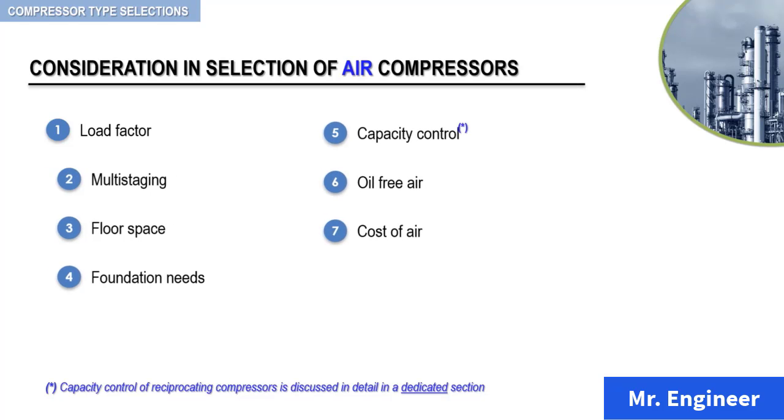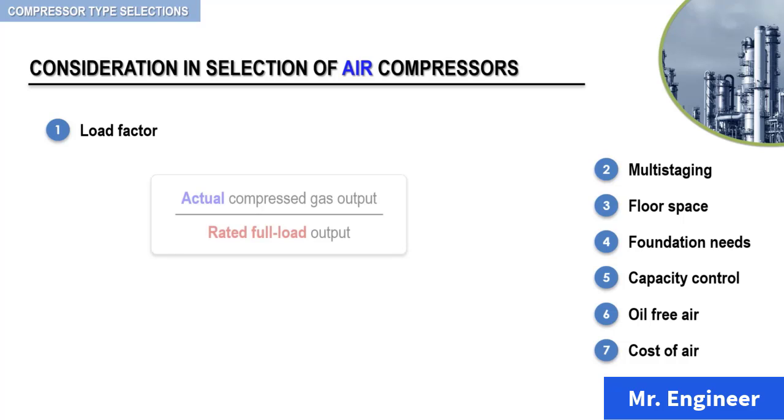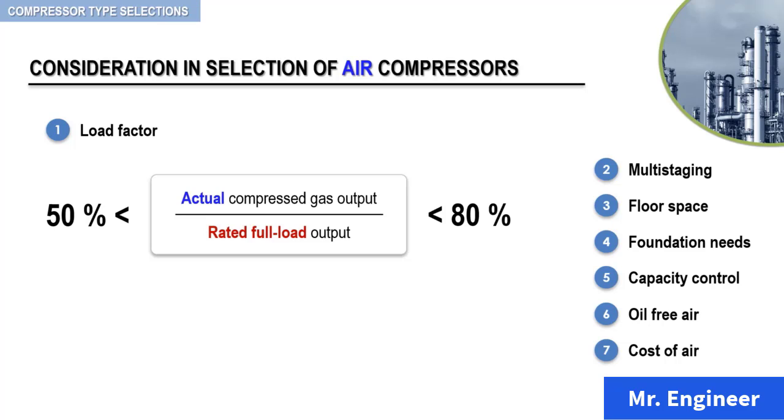For the first factor, load factor is a consideration in the smaller installations where only one or two compressors are to be installed. Load factor is simply the ratio of actual compressed gas output while the unit is operating to the rated full load output during the same period. It should never be 100%. The best practice is to select an installation with a load factor between 50% to 80%, dependent upon the size, type, and number of units involved.